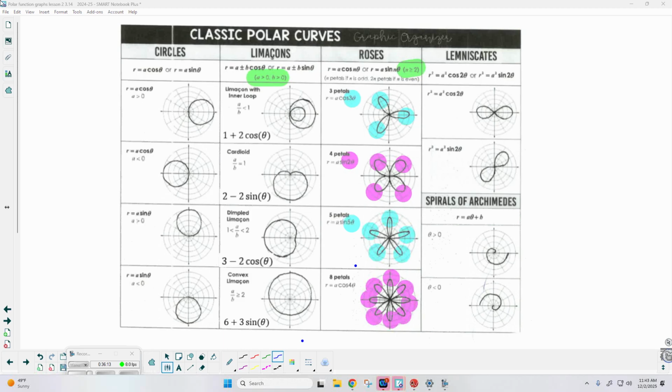If you multiply theta by an odd number, that odd number is the number of petals you're going to have. But if you multiply it by an even number, you double that. That's the number of petals you're going to have.